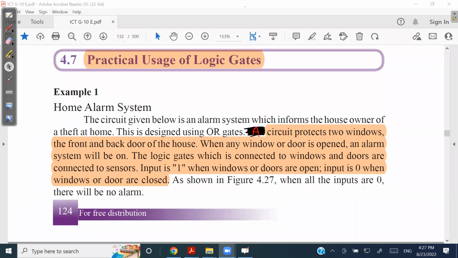Sir, yes Rizwan. Sir, I had a connection problem. I meant my computer was disconnected.